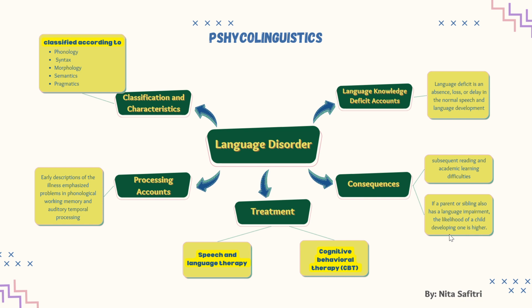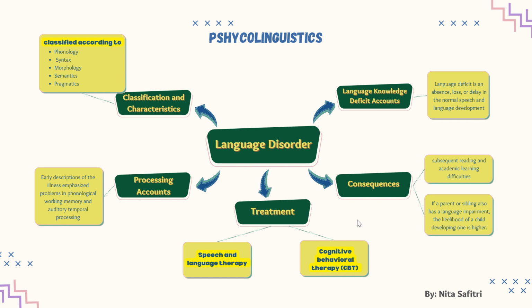So how should it be handled? Language disorder treatment. Speech and language therapy is the most effective treatment of language disorder. Other difficulties such as depression or social anxiety can arise as the result of a language disorder. Cognitive behavioral therapy or CBT can help children with language disorder who experience emotional and or behavioral problems.